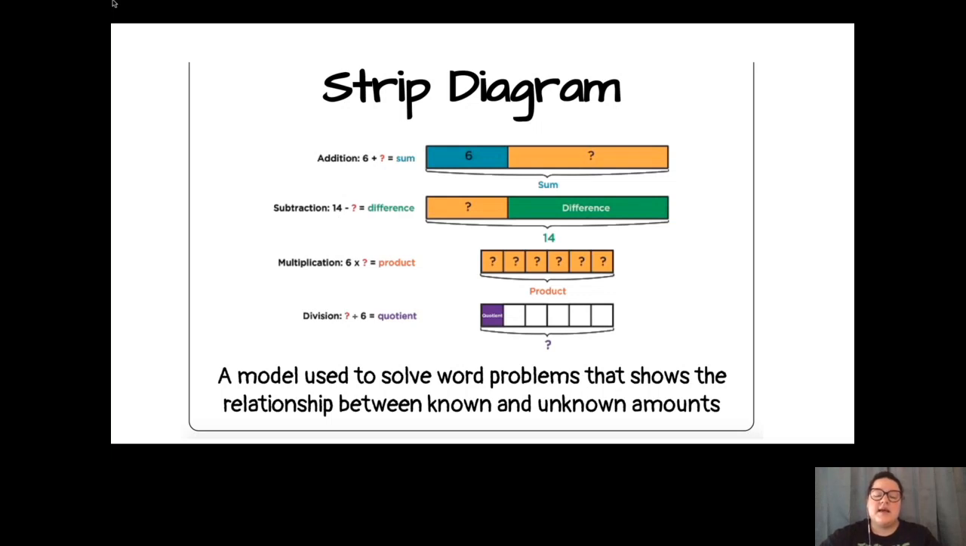Multiplication, 6 times an unknown equals a product. So you have your 6 parts, and then your product is going to be your answer. Then you have division. Unknown divided by 6 is your quotient. So you have your 6 equal parts, and then one of those equal parts is your quotient.